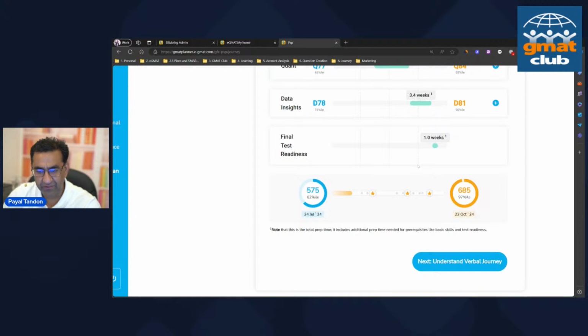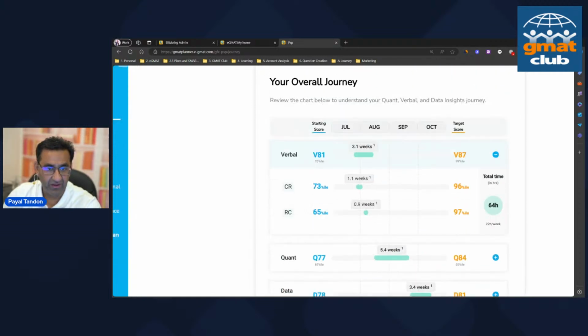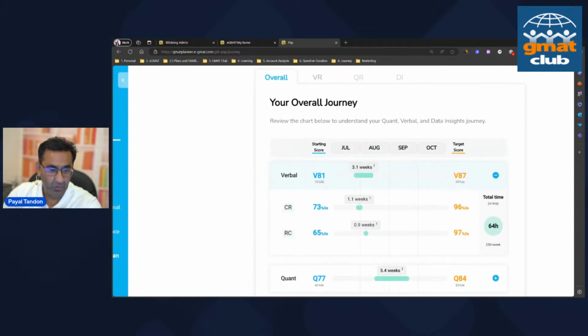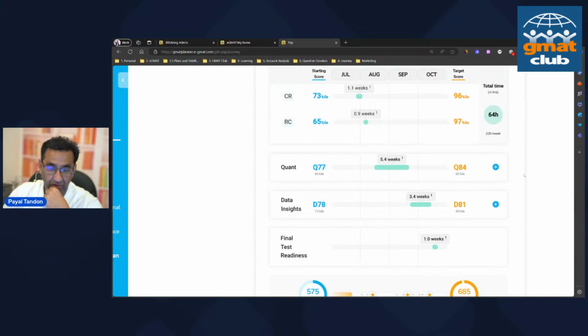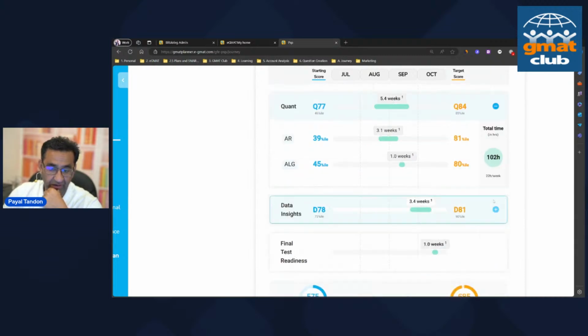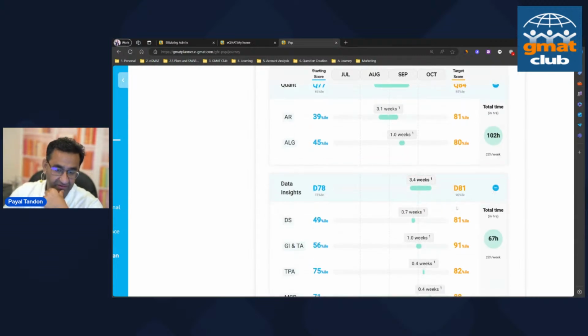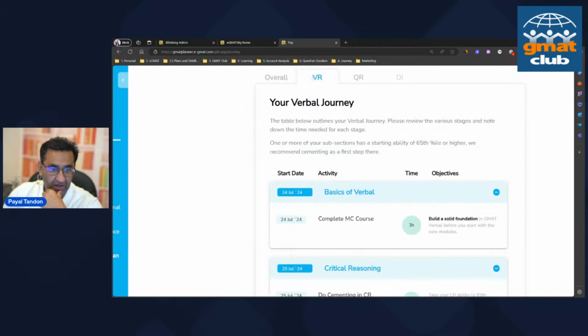So it's going to lay everything out for you here in this case. So you can really see your verbal journey is for about 64 hours. Your quant journey, 5.4 weeks, is about 102 hours, and then your DI journey is another 67 hours or so. You can look at your verbal journey here.